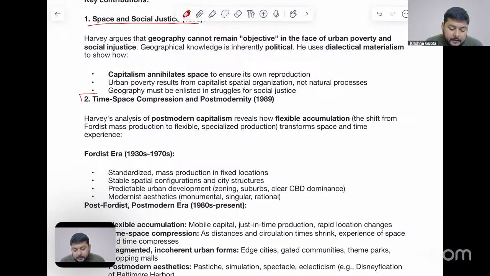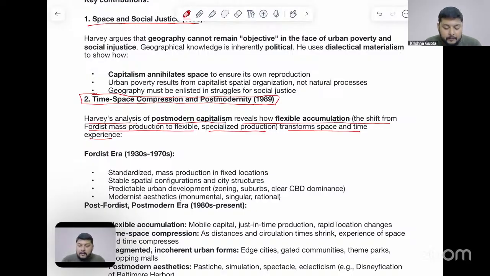Now number two is an important part of time-space compression and postmodernity. Harvey's analysis of postmodern capitalism reveals how flexible accumulation, the shift from Fordist mass production to flexible, specialized production, transforms space and time experiences. Okay, are you aware about the Fordist and the post-Fordist concepts? क्या आपको इसके बारे में पता है? अगर पता है तो ठीक, नहीं तो I will just skip this part here.